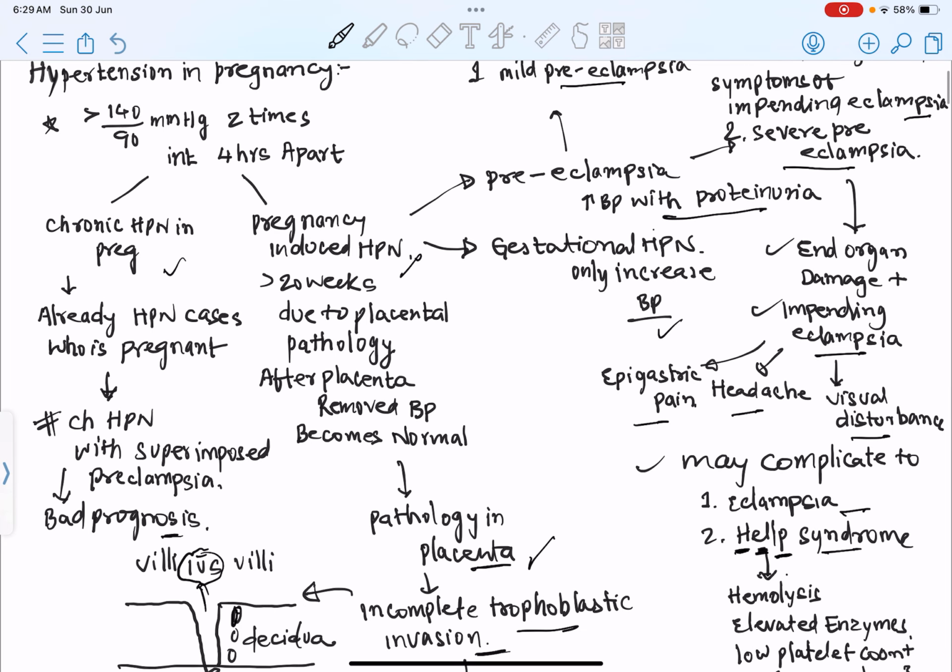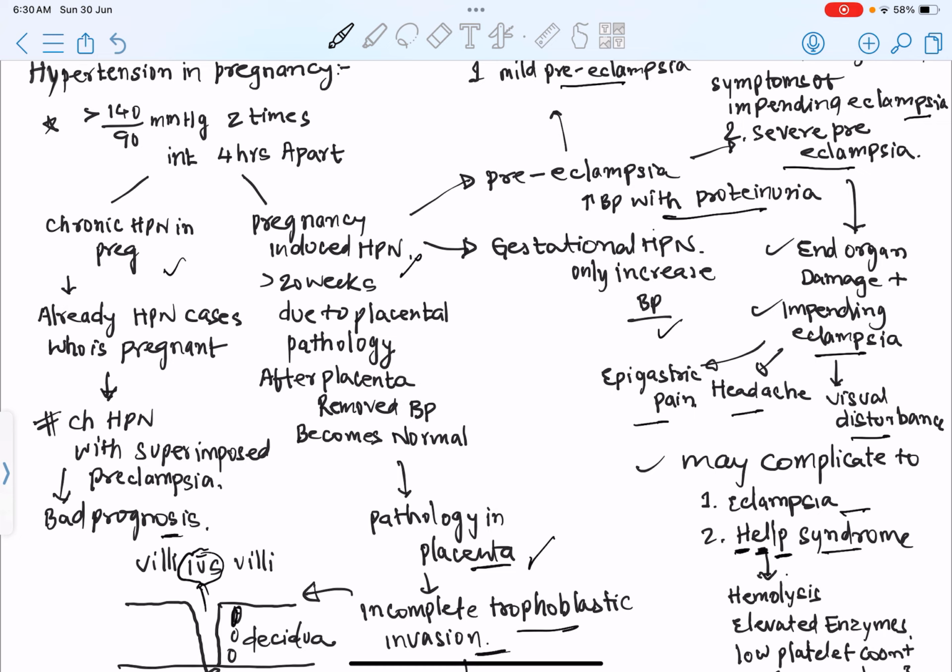So this hypertension in pregnancy is divided into two things, which is chronic hypertension in pregnancy and pregnancy induced hypertension. So what is chronic hypertension in pregnancy? It is a hypertensive female who has conceived. So this pregnant woman will have hypertension from the first day of her pregnancy.